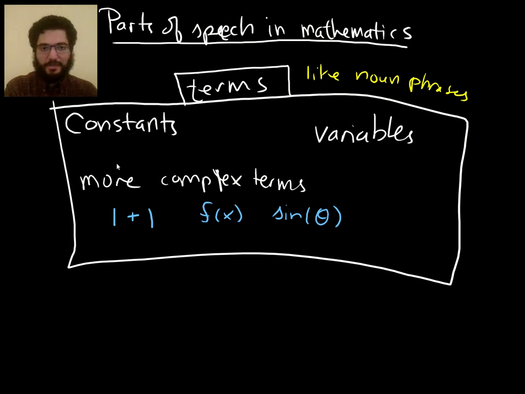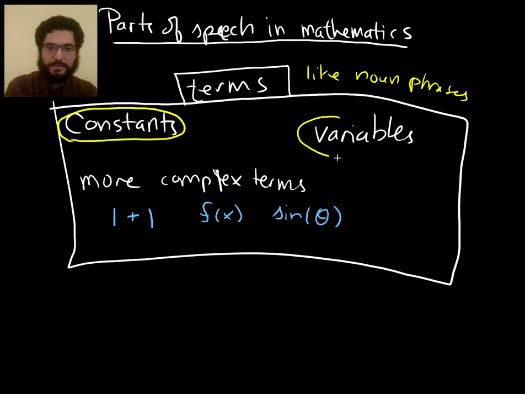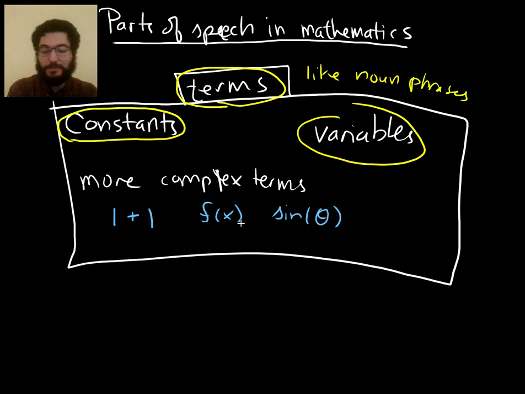Okay, so I said there would be 4 parts of speech, and so far I've given you 3 of them, basically. Constants, variables, and terms, which includes not only constants and variables, but more complicated things. And again, I'm only giving you a sampling of the things. In general, if you want to know whether something is a term, just ask, is this trying to refer to something? Terms refer to mathematical objects. They're like noun phrases.